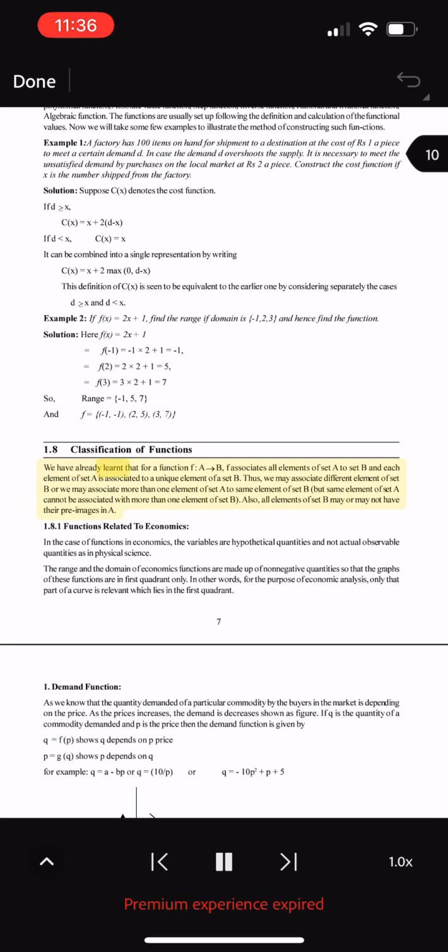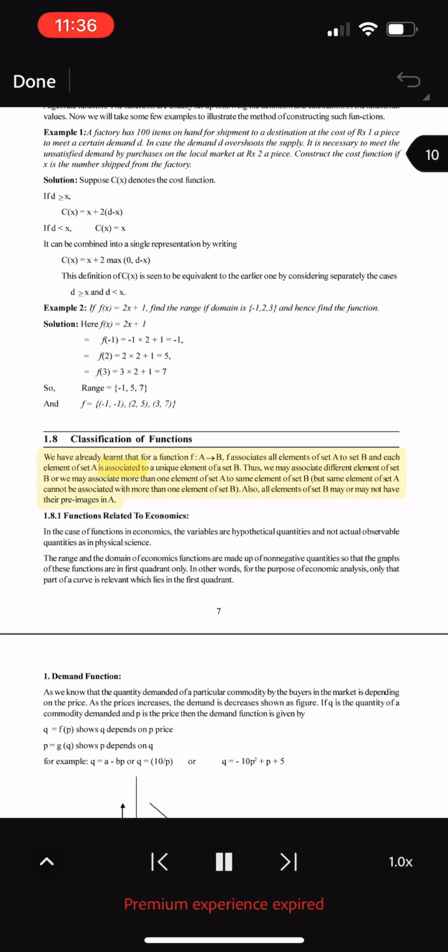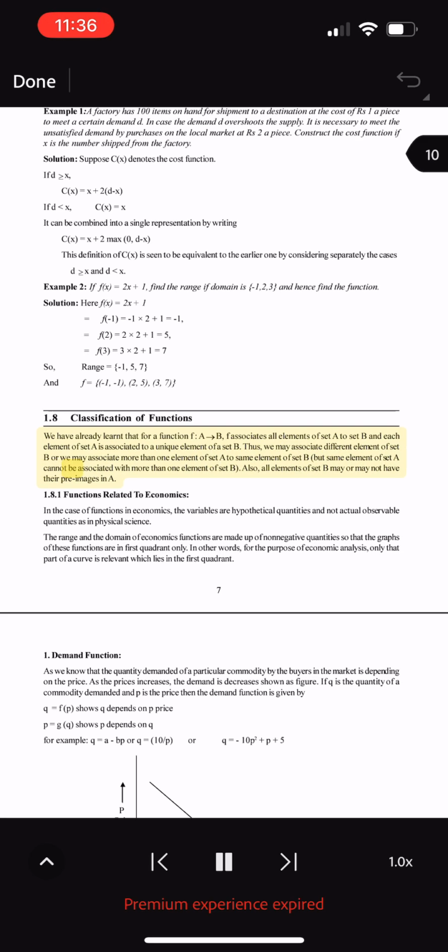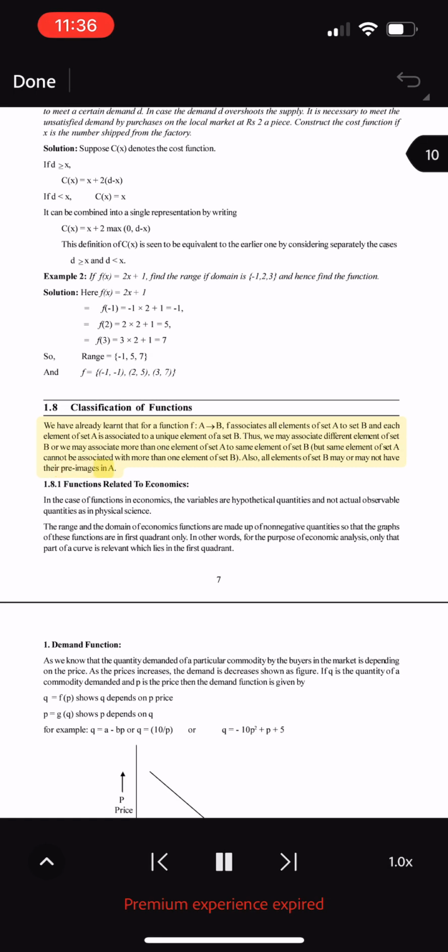1.8 Classification of functions. We have already learnt that a function f: A → B associates all elements of set A to set B, and each element of set A is associated to a unique element of set B. Thus, we may associate different elements of set B, or we may associate more than one element of set A to the same element of set B, but the same element of set A cannot be associated with more than one element of set B. Also, all elements of set B may or may not have their pre-images in A.